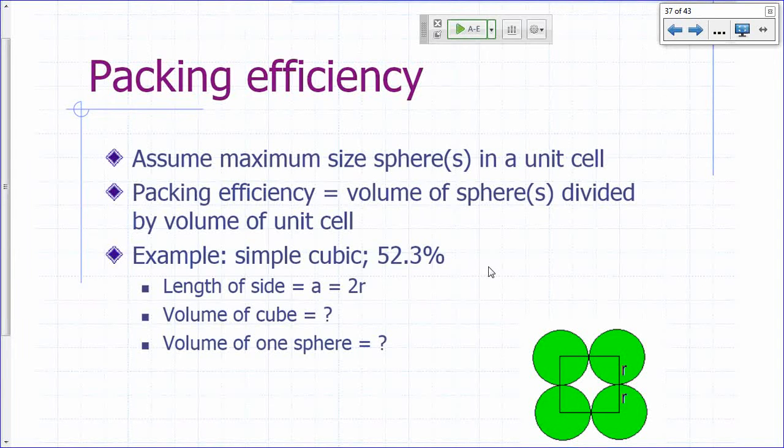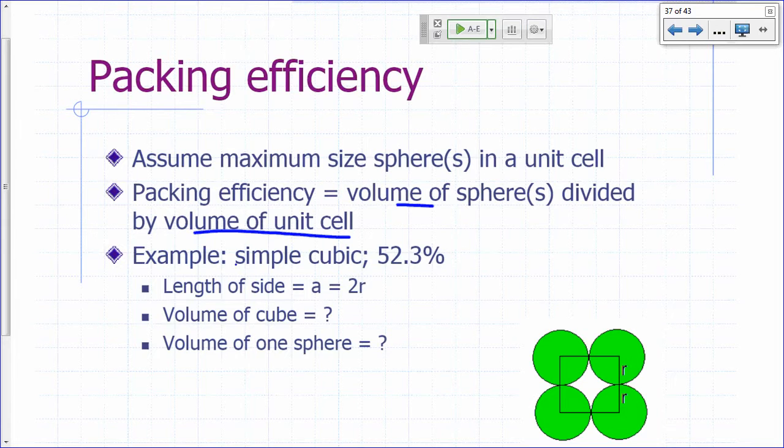Packing efficiency refers to the volume of the spheres divided by the volume of the unit cell. If you assume that each particle is a sphere of the maximum possible size that could fit in a cell, imagine you have the maximum possible size spheres that you can fit in that unit cell, and they're all equal size. What we call the packing efficiency is the amount of space that's occupied by these spheres divided by the actual volume of your unit cell.